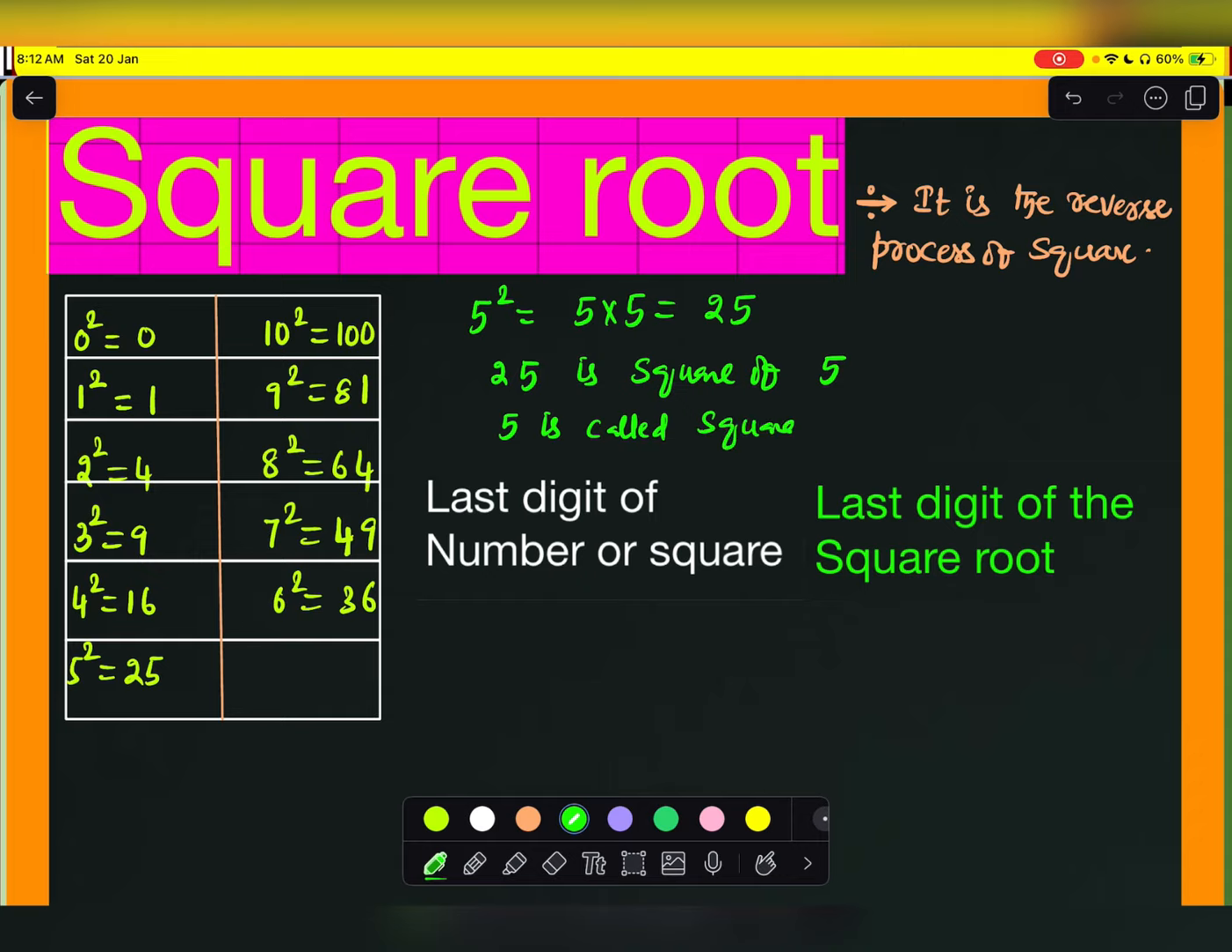Now it's just a reverse process. In the previous case, we are getting 5 squared, right? 5 squared equals how much? We get 25. In the second case, the square root of 25 equals how much? We get 5. That is the reverse process of squaring.